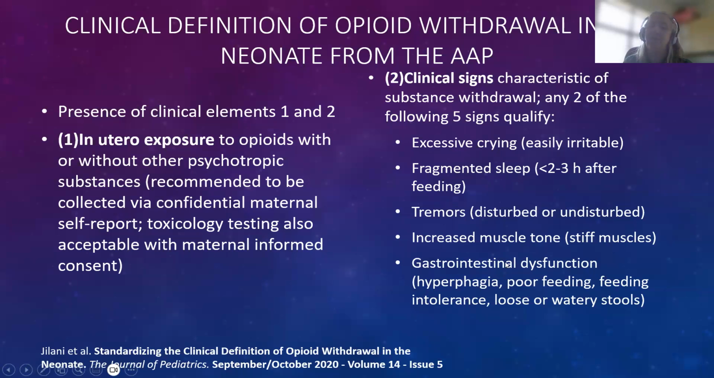And GI dysfunction. They want to eat all the time, but despite the fact that they just want to suck and eat all the time, they don't feed very well. They don't latch onto either a bottle or breastfeeding very well. They don't tend to tolerate feeds very well. They'll throw up frequently, and they tend to have very loose and watery stools. So you need 2 of the 5 of those symptoms to diagnose neonatal opioid withdrawal syndrome.